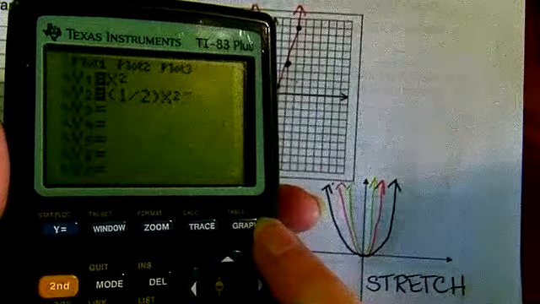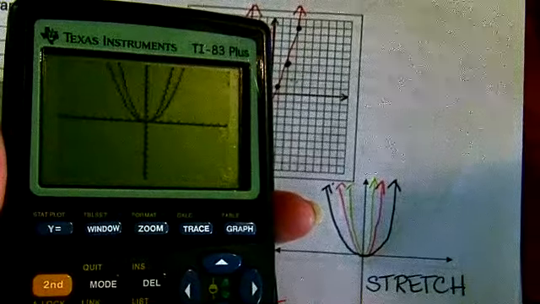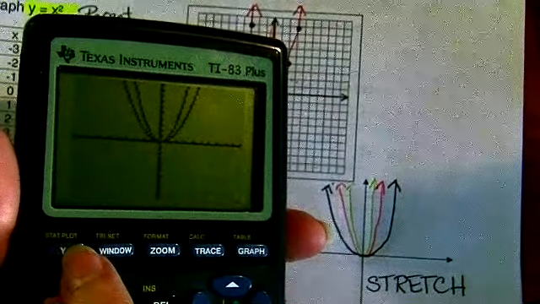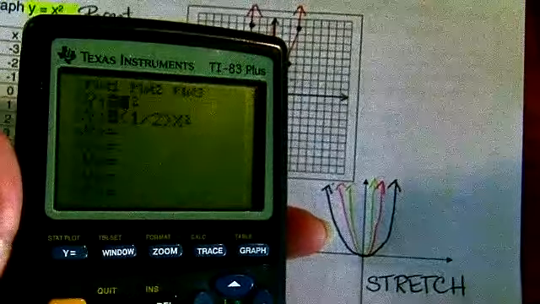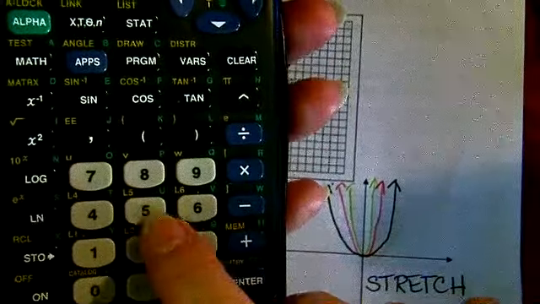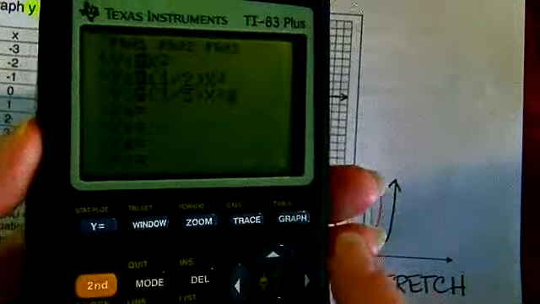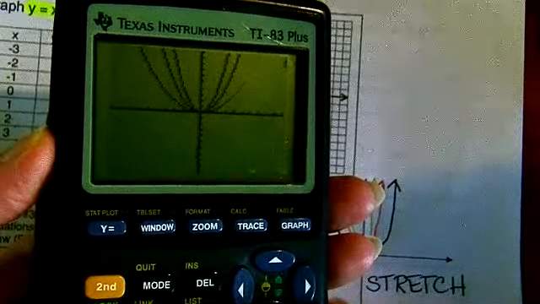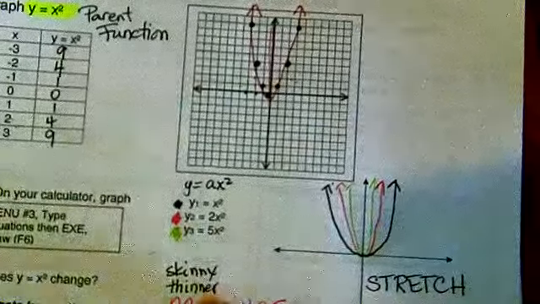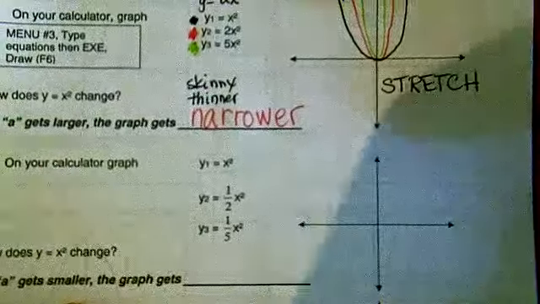And then to take a look at that one, I'm going to graph it. So there's the first one, and there's the second one. Let's go back to y equals, and I'm going to use this little arrow down. Again, I have to use the parentheses. Parentheses, 1 divided by 5, parentheses, x squared. There we go. Graph it. And there we go again. What's happening this time is as the number gets smaller, the graph gets wider.